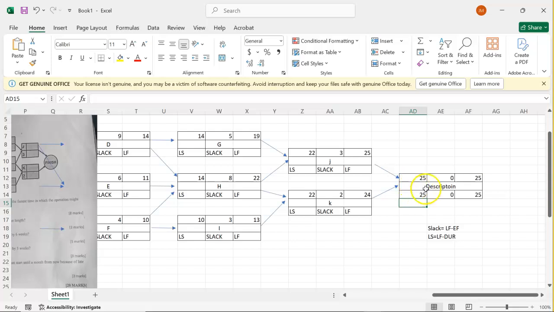So this finish was coming from K and J. So we bring this 25, it will come here at late finish.